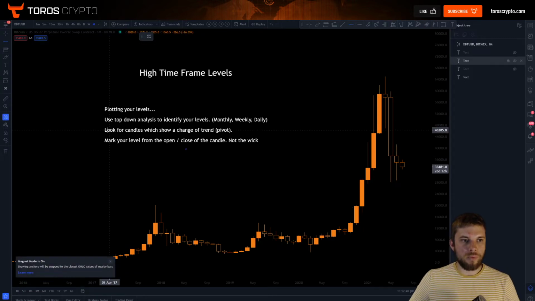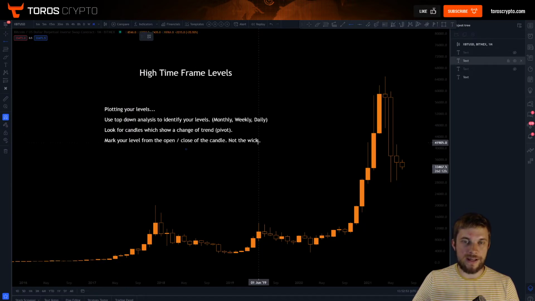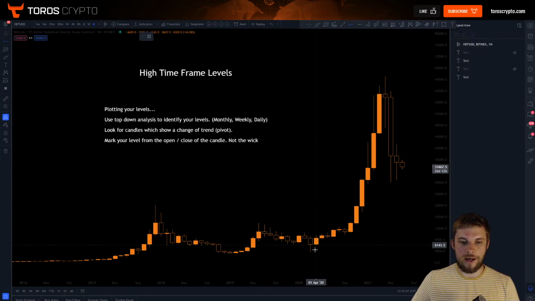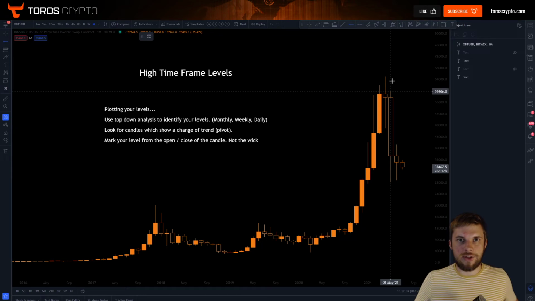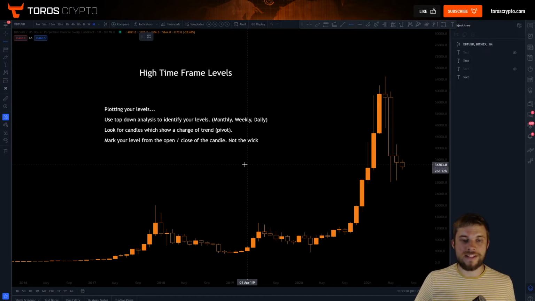What we are looking for is candles which show a change of trend or a pivot within the market, and to then mark your level from the open/close of the candle, not the wick. Now this is very important, because if you're taking your levels from wicks, you have no indication of time off of that. A wick would be the same, so this 65k high here would be the same if you're on a 1 minute chart.